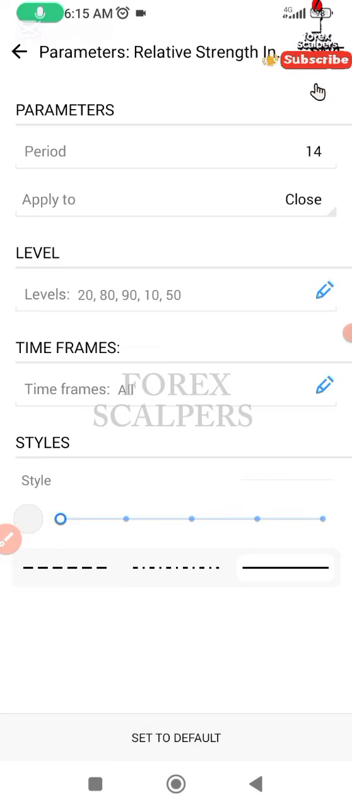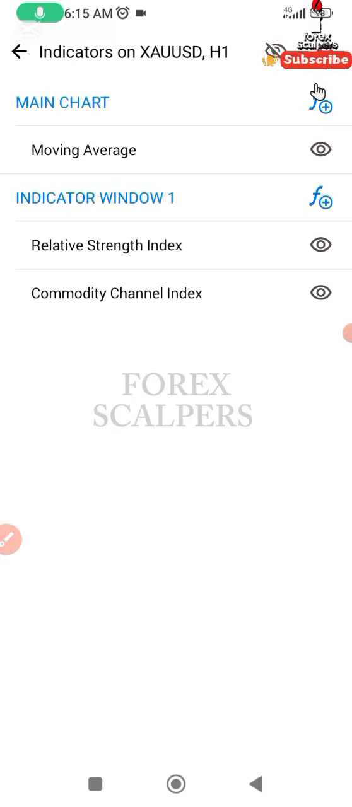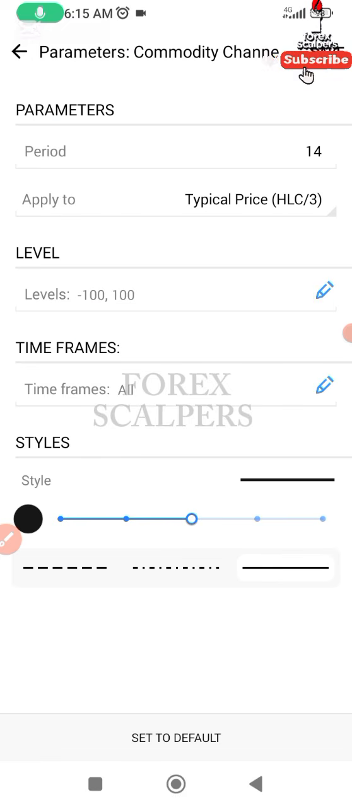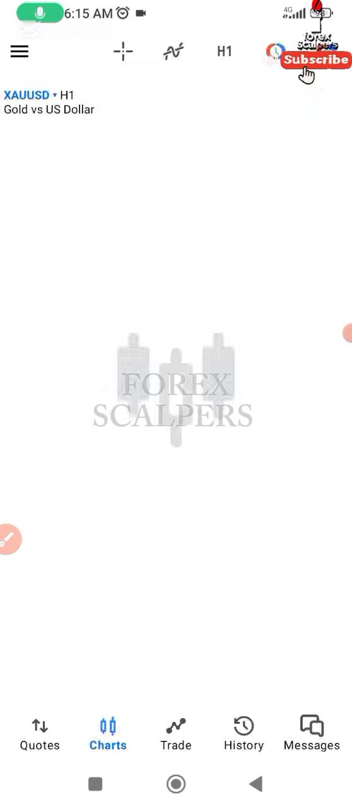And then we have our RSI. So just do a screenshot of this so you can do the setting on your phone. And then here is our Commodity Channel Index. So how do we do that?